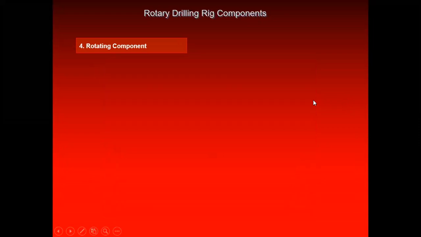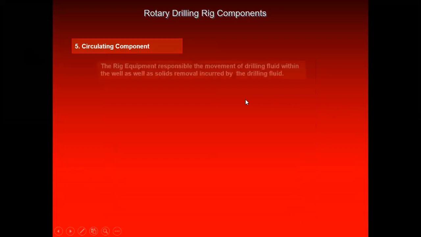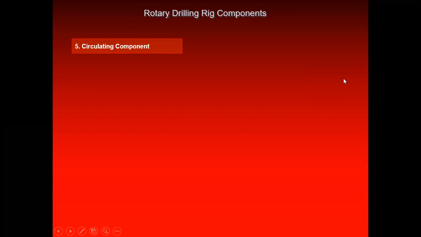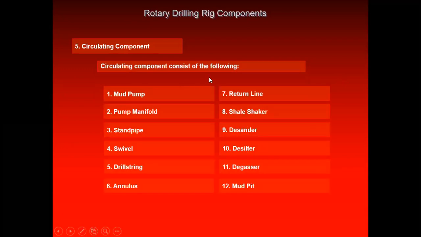Okay. Now after the rotating system, we have the circulation system. The purpose of the circulation system is to circulate the drilling fluids. So the question in the test will come: what is the circulation system? What are the components working for the circulation system? Discuss all the components of the circulation system. The circulation system is responsible for the movement of drilling fluids as well as solids removal from the drilling fluid. It has lots of equipment, mainly 12 different kinds of equipment.